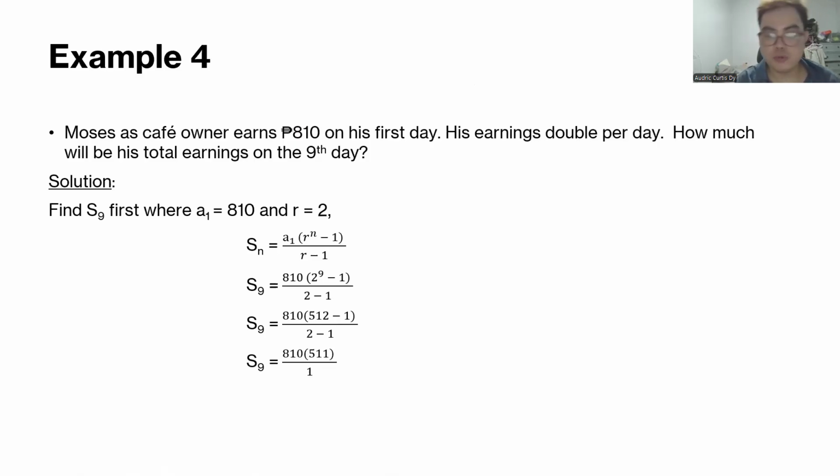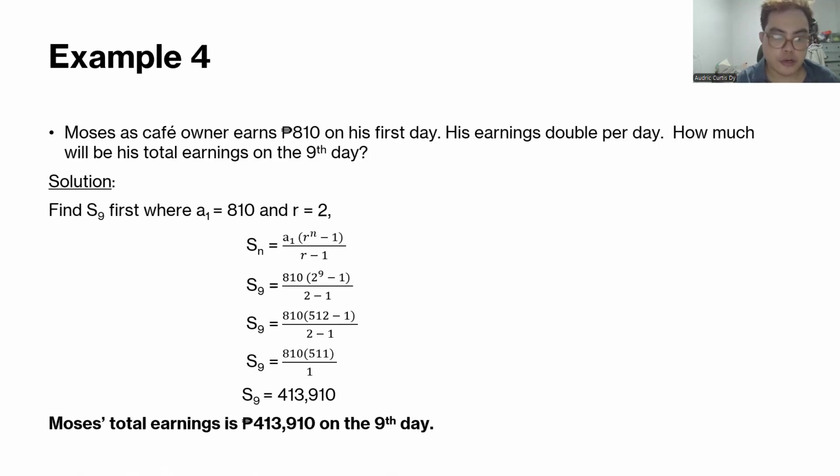Then, we multiply it with 810. Then, we divide it by 1. Then, the answer is 413,910. Therefore, our S sub 9, or the sum of the 9 terms, is 413,910 pesos. So, therefore, Moses' total earnings is 413,910 pesos on the 9th day.